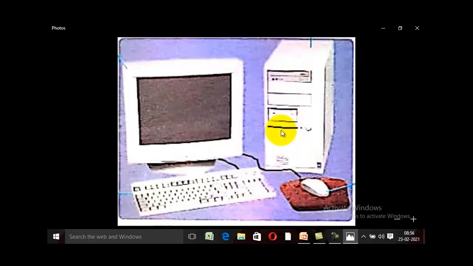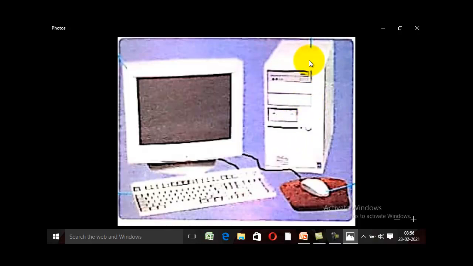Okay, this is the CPU box. The CPU is inside the CPU box or CPU cabinet, the central processing unit. This is the monitor, this is the keyboard, this is the mouse, this is the mouse pad, and this is known as the CPU box. Inside the CPU box is the CPU.